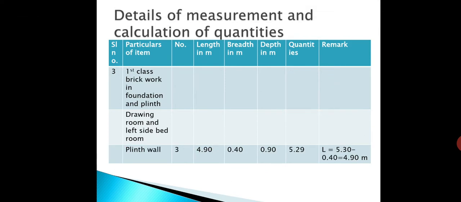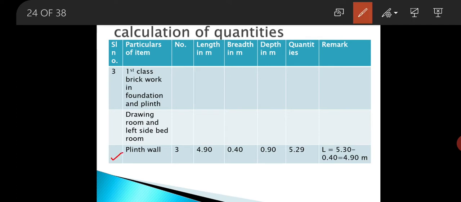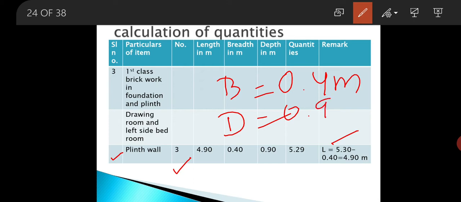Next we will move to the plinth wall. Plinth wall, short wall number is 3. The width of the plinth wall is 0.4 meter and depth of the plinth wall is 0.9 meter. So in order to get the length, from the center to center length of the short wall, subtract half of the width of the plinth wall from both the sides. That is 1 width of the plinth wall, 0.4. So the result is 4.9. Width is 0.4, depth is 0.9. Then by multiplying these 4, we will get the quantity as 5.29 cubic meter.